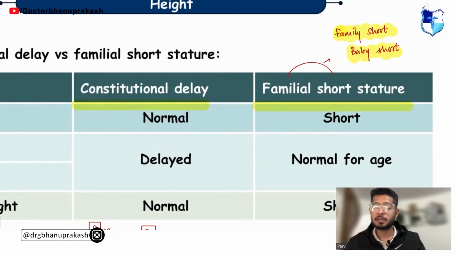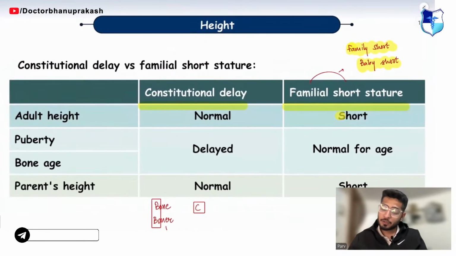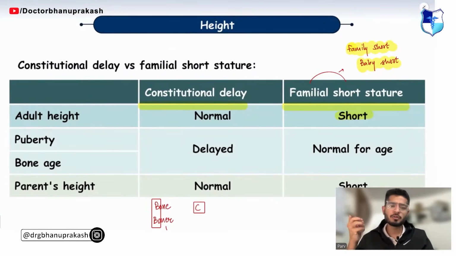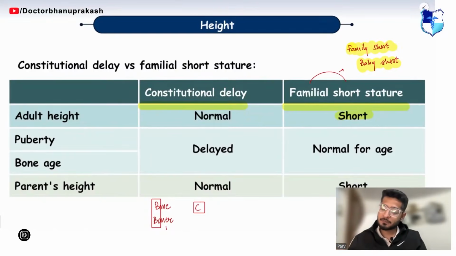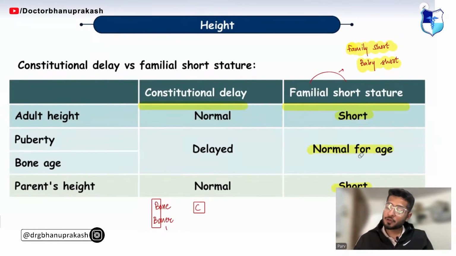So this is the familial short stature. Familial short stature means that the adult height is going to be short. So when the baby grows, the baby's adult height is also going to be small, because the parents' height is short, but the puberty is normal for age and the bone age is normal for age. Familial short means family short, baby short.